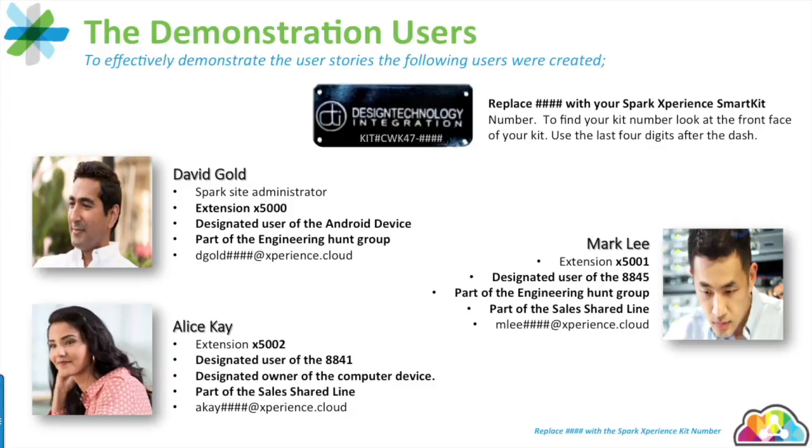Once again, just know that that unique kit number becomes very, very important as you make your way through the demonstrations. What's really important to understand, and if this slide can serve one purpose, it's really the bolded text under each of the usernames: the actual extension of the user and the associated device for that user, and then whether that user is part of a group, a hunt group, or a speed dial.